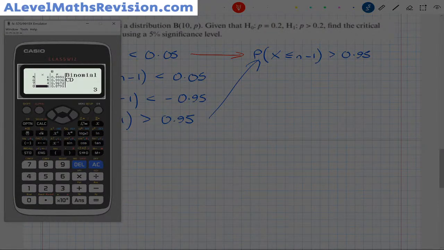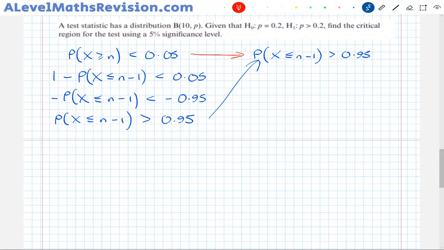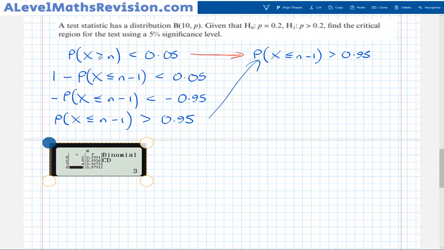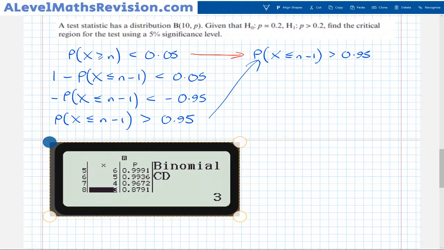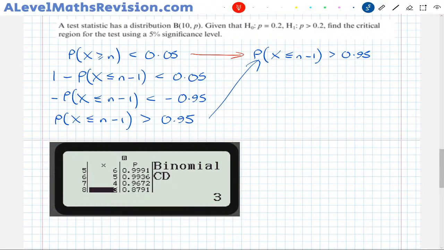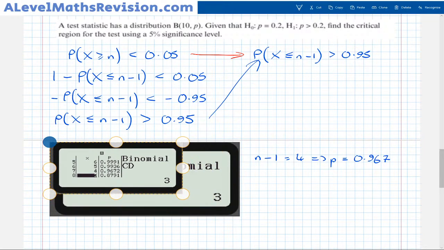So if I take a snapshot of that, make it bigger. So the region, we can see there. So if my n minus 1, which is this bit here, equals 4, this implies that the probability is 0.9672. And let's just check, let's do it with 3 decimal places, 0.967. And that's clearly bigger than 0.95.